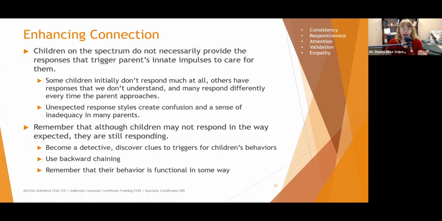Remember that although children may not respond in a way that is expected, they are still responding. Become a detective. Discover clues to triggers for the children's behaviors. Use backward chaining. Figure out, okay, he had soda at lunch today, so maybe the carbonation's upsetting his belly. Remember that their behavior is communication, and it is functional in some way. They are either telling you they're overstimulated, or they need help, or they need consolation, or something.